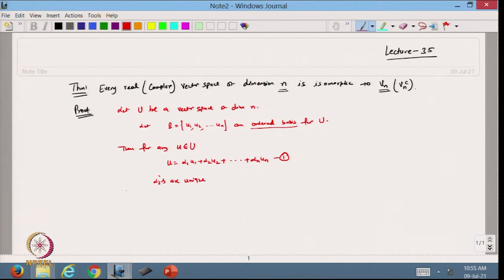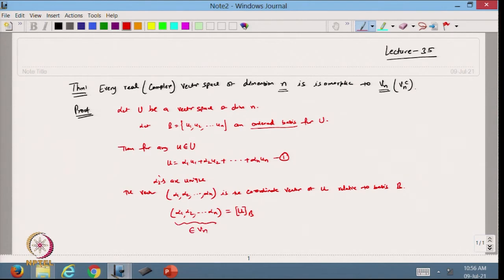Now from here we also know that the vector alpha 1, alpha 2, up to alpha n is the coordinate vector of u relative to basis B. And we can represent this as a vector, which I can write as u with the subscript B. Now this vector belongs to Vn, because its elements come from the field, so they are real numbers, so it belongs to Vn.